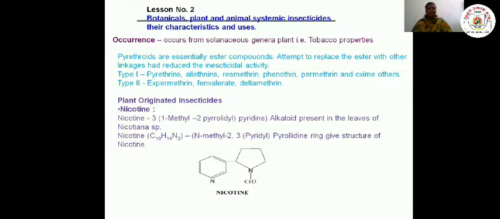Animal, synthetic, and systemic insecticides: their characteristics and use. Already we learned about plant-originated insecticides in an earlier PowerPoint presentation, which came from the Solanaceae genera. Tobacco properties. Pyrethroids are essentially ester compounds; attempts to replace the esters with other linkages have reduced the insecticidal activity. Under that, type 1 and type 2 we learned, nicotine we learned, pyrethrum we learned.